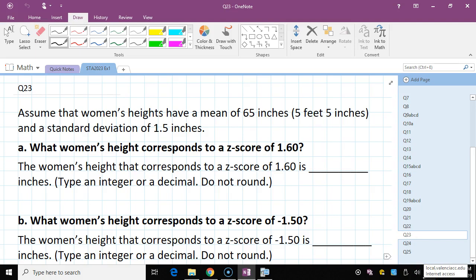Assume that the women's heights have a mean of 65 inches and a standard deviation of 1.5. Again, on this one, I did use a calculator. I believe this is the last one I used a calculator on. Yep, there's your last calculator problem. It says the women's height that corresponds with a z-score of 1.60. So we're working that z-score formula backwards.